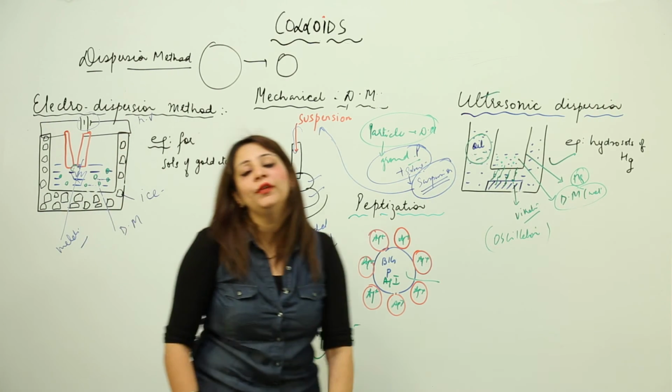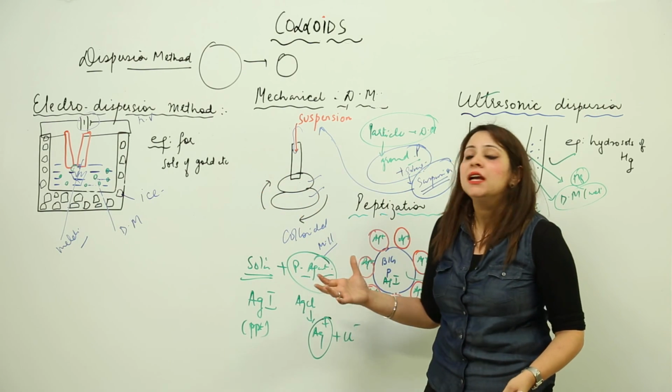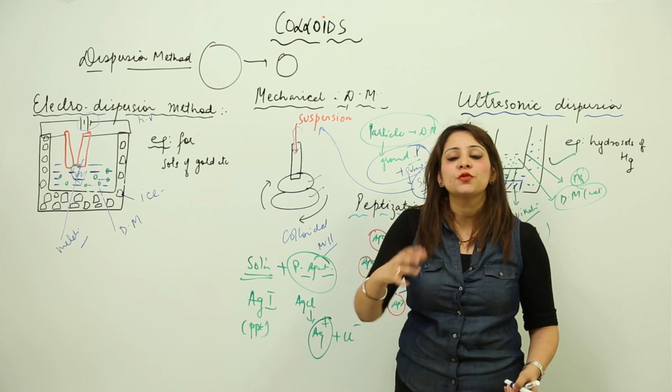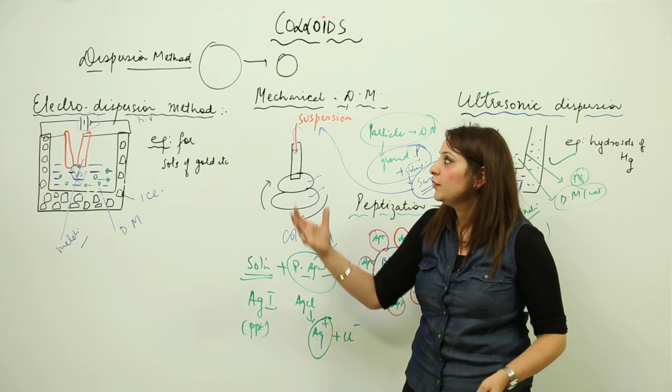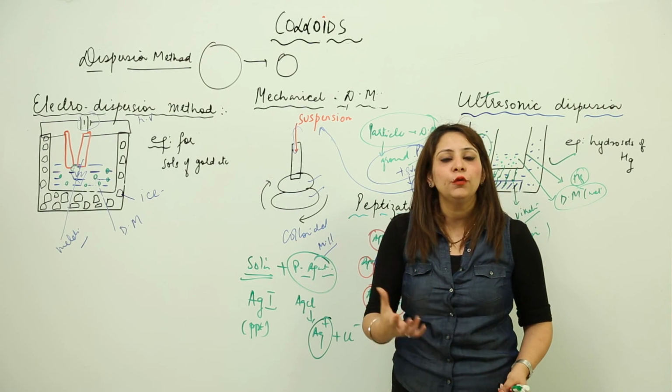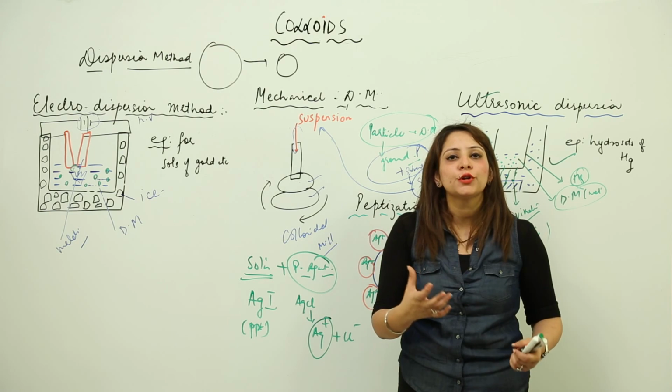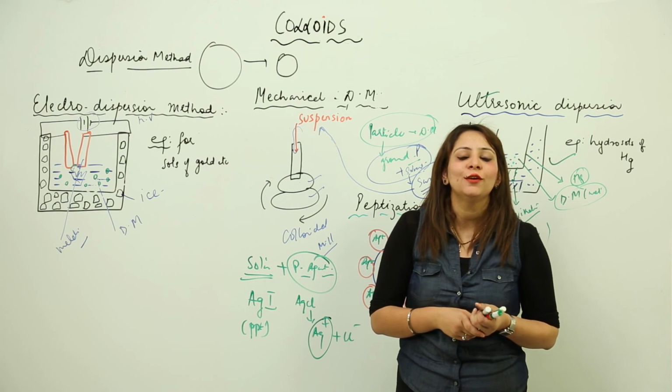So this is how we can employ any of the methods depending upon the property, like which colloid we wish to make. We have these four methods which involve the basic thing, that is the conversion of a bigger particle into smaller particles of the colloidal range.